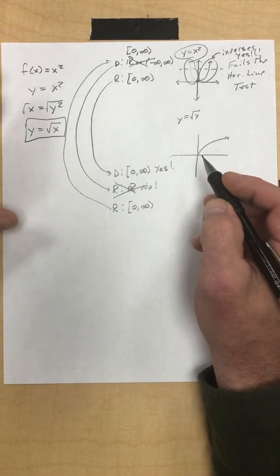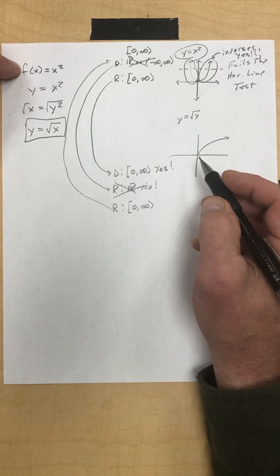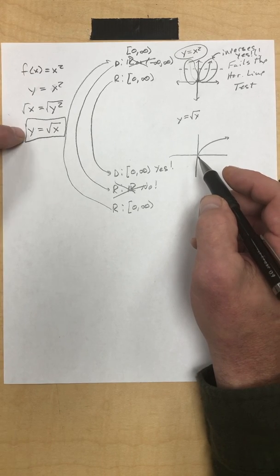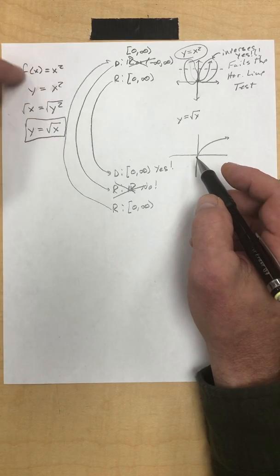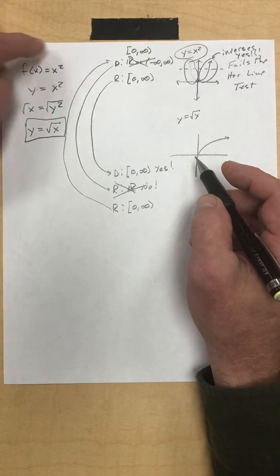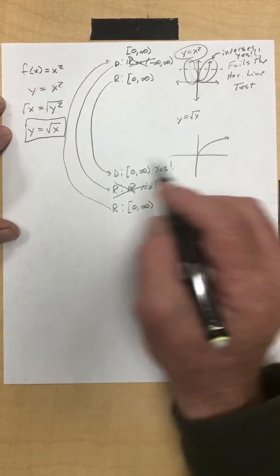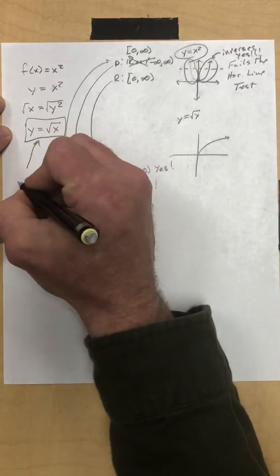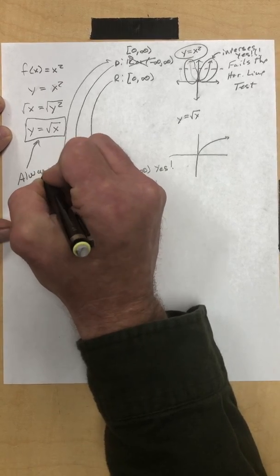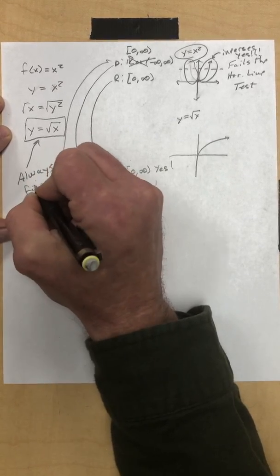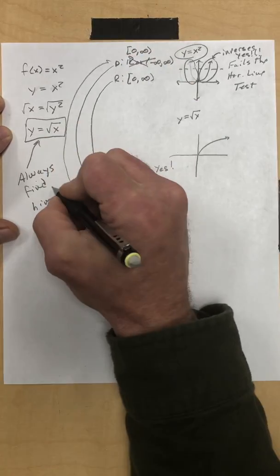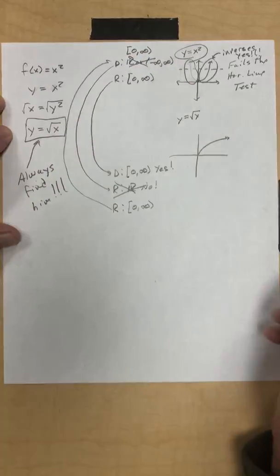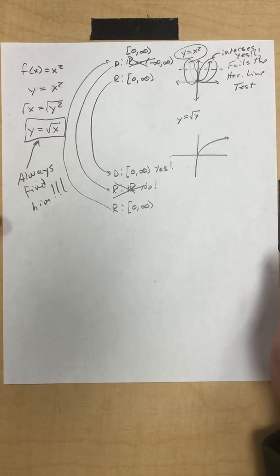So no matter what you start with, there's always going to be a function that serves as its inverse. It just won't necessarily act as an inverse for every single point in that relation. Sometimes it will and sometimes it won't. But you can always find this guy. Always. Find him. You can always do that. So hopefully that helps you out a little bit.